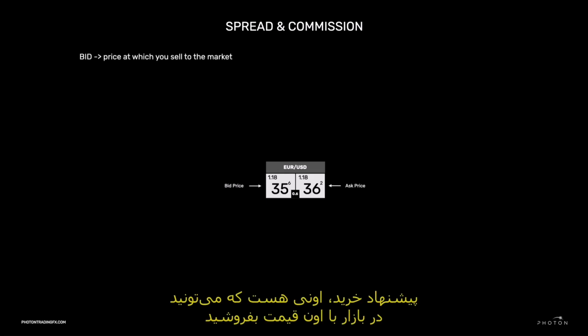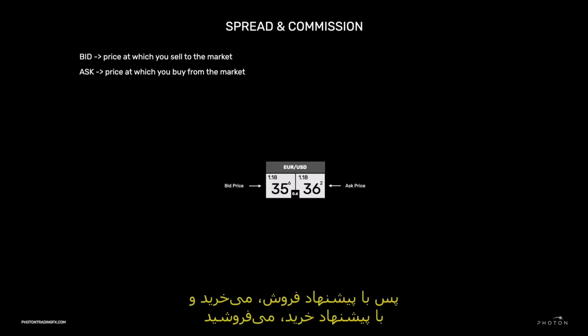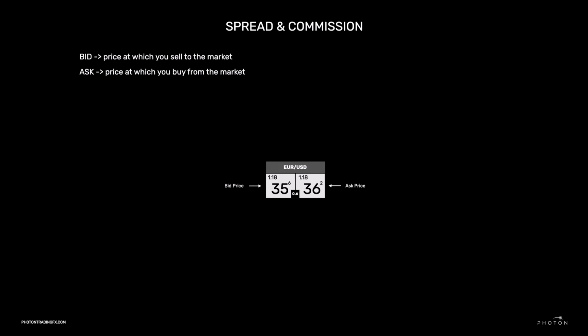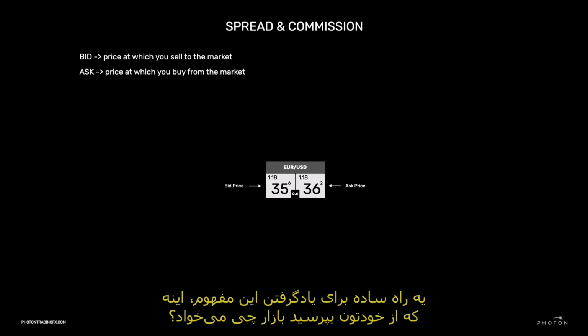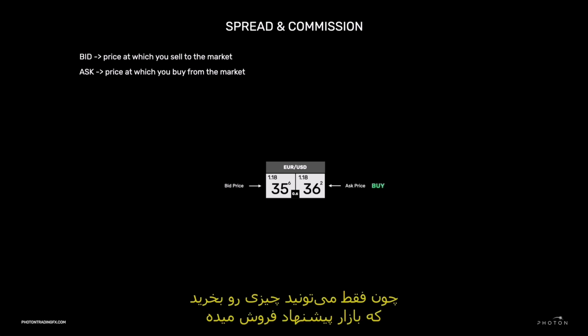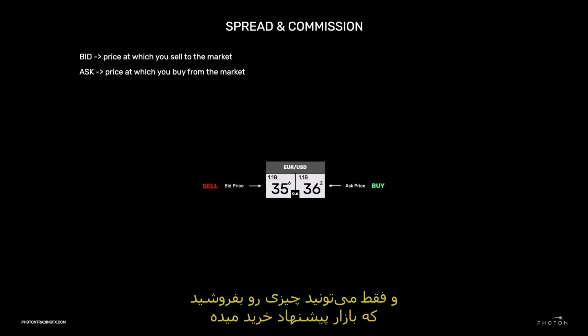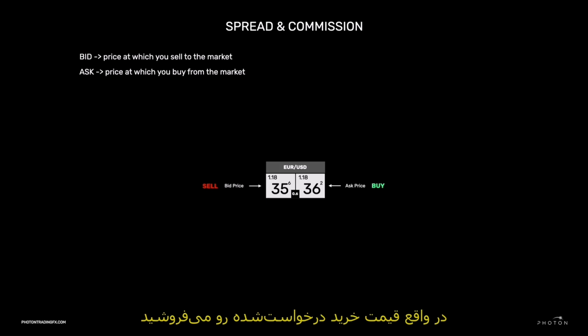Obviously, all Forex prices are quoted with two figures, where we have the bid price and we have the ask price. The bid price is the price at which you can sell to the market, and the ask is the price at which you can buy from the market. So you buy at the ask and you sell at the bid. An easy way to remember this is to ask yourself, what is the market doing? The market is asking for, or the market is bidding at. Because you can only buy at what the market is asking, so you buy on the ask price, and you can only sell at what the market is bidding. So you sell at the bid price.